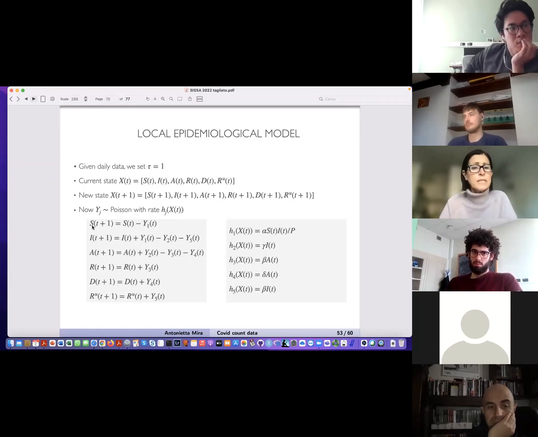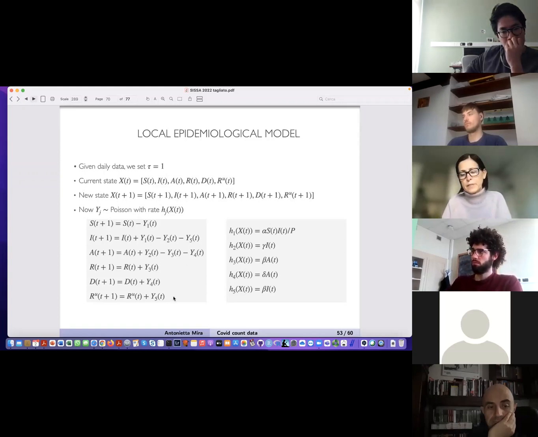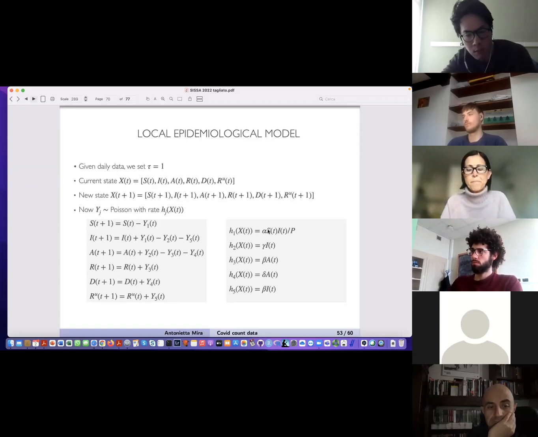For example, the susceptible at time t plus 1 are the susceptible at time t minus a Poisson random variable that has a specific rate that depends on the alpha parameter. Similarly, the infected at time t plus 1 are the infected at time t plus this y1 minus those that are deceased and those that are recovered, and so on. So this is a different, more formalized way of telling you about the same model that I gave you before. But here you see the alpha, the gamma, the delta, the beta parameter that we had before.